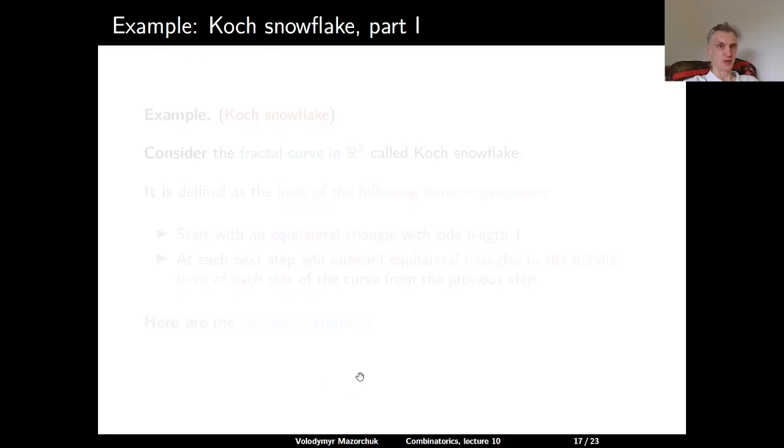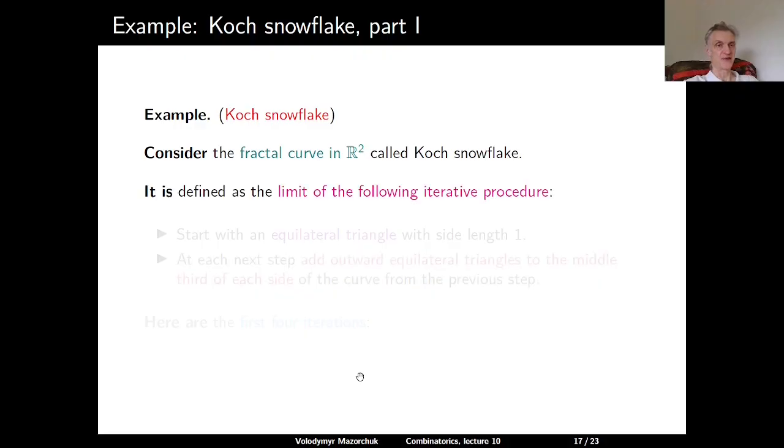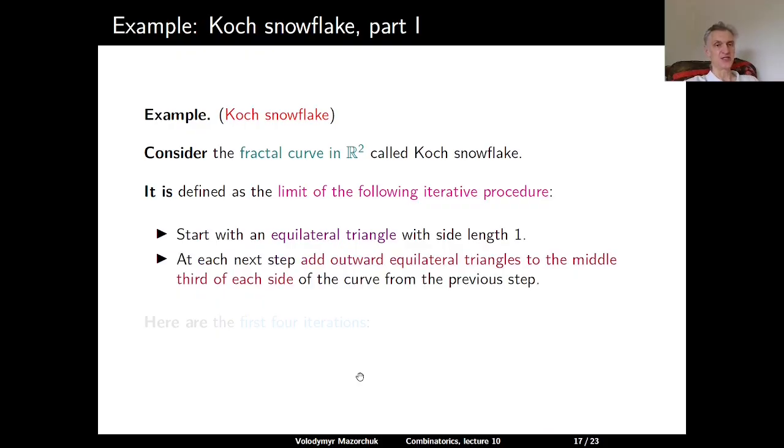And one geometric example, which is a very interesting example. Let us look at the very special geometric figure which is called the Koch snowflake. So that's a fractal curve in R squared, and it is defined as a limit of the following iterative procedure. So we start with an equilateral triangle with side lengths 1. At each step of the iteration, we take a side of the previous iteration, divide it into 3 equal parts, and for the middle part, we build an equilateral triangle outwards. So here are the first 4 iterations of this procedure.